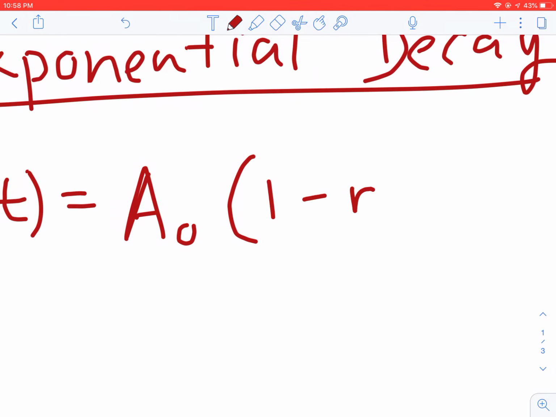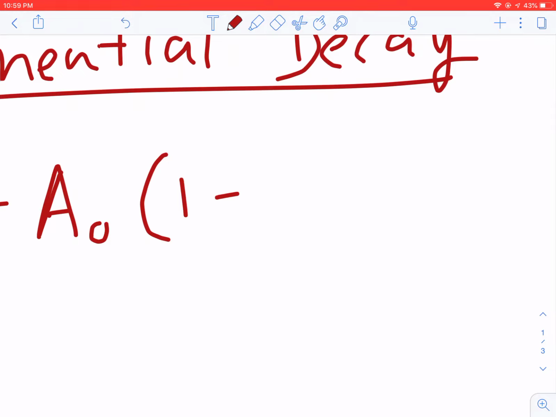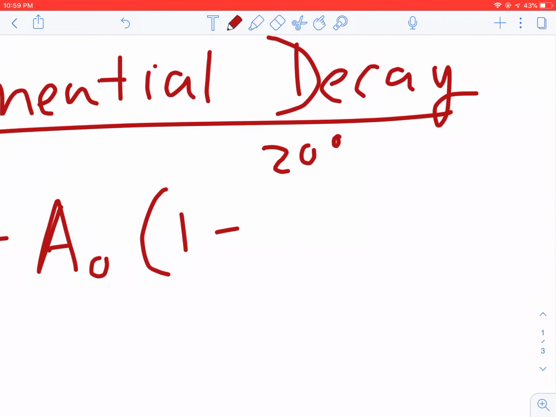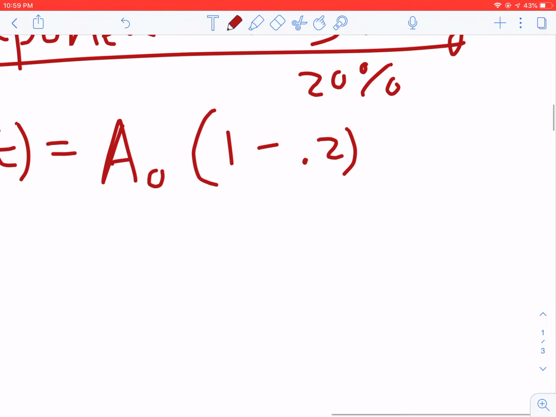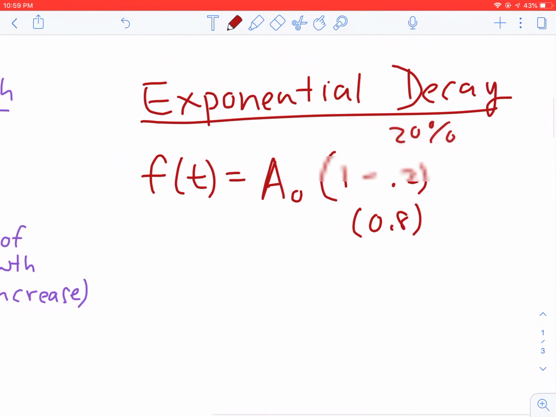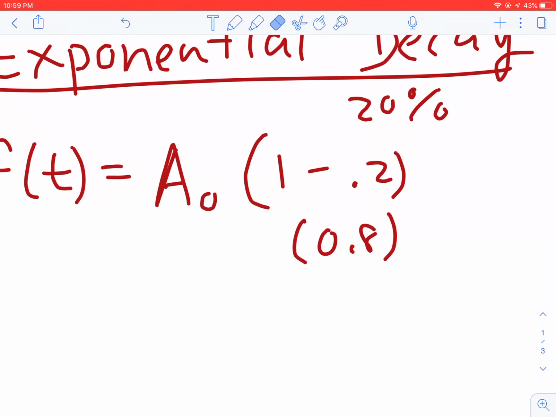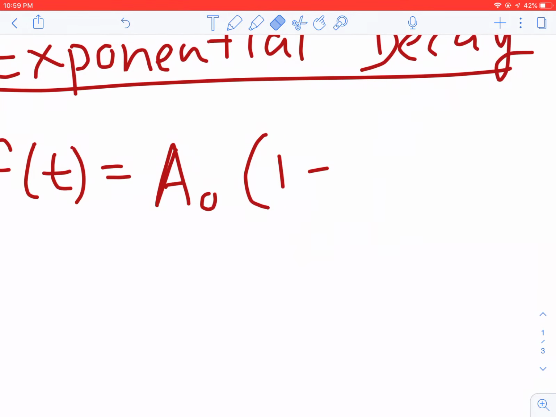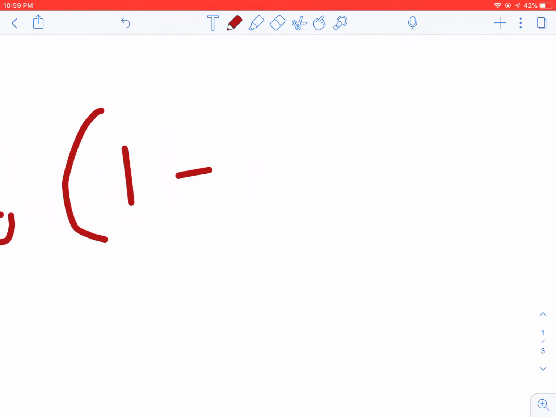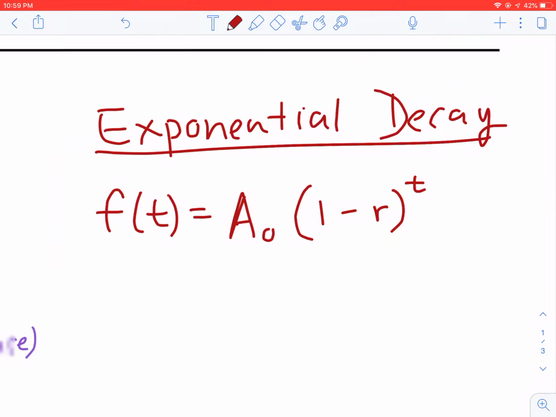For example, if something is losing 20% of its value each year, we're going to multiply by 1 minus 0.2. In other words, we're going to multiply by 0.8 because it's going to be worth 80% of what it was originally if it loses 20% of its value. So to get the final value, we can just multiply by 0.8. So in general, we're going to multiply by 1 minus what percent it's decreasing by, raised to the t power.